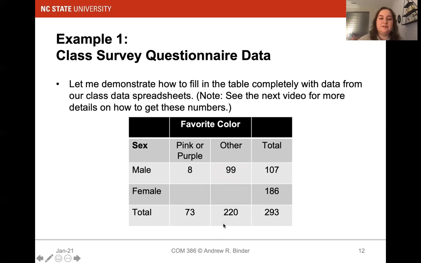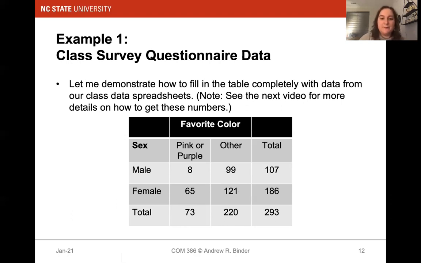So to fill that out, we have 8 male identifying participants picking pink or purple as their favorite color and 99 picking other. And then 65 female identifying participants picking pink or purple as their favorite color and 121 picking other. So now we have it filled out. So it would just be your independent variable and then whatever they pick as their favorite color. So that's just all adding up.